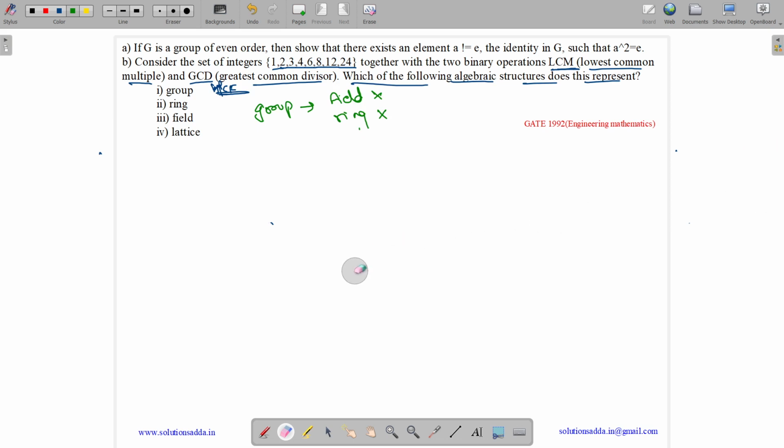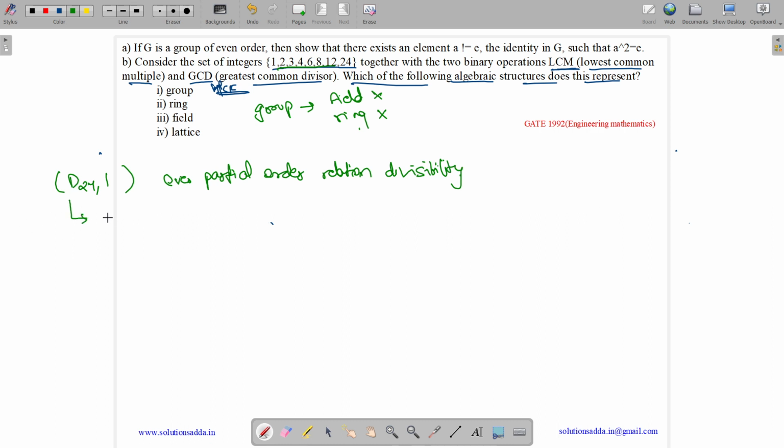Okay, now let me clear these things out and explain it further. So what is this operation? We can easily see that this is basically our D24 comma divide lattice. So what is the meaning of D24 comma divide? It is over the partial order relation of divisibility, where D24 indicates the positive integral divisors of 24.